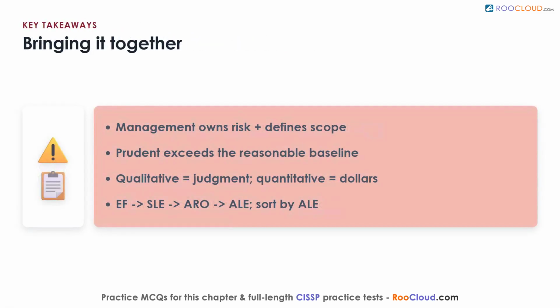So let's bring it together. Upper management owns risk and defines scope, while a team does the analysis. Prudent action exceeds the reasonable baseline when a higher standard applies. Qualitative analysis ranks risk through judgment and techniques like scenarios and the Delphi method, while quantitative analysis puts dollars on it. Exposure factor, single loss expectancy, annualized rate of occurrence, and annualized loss expectancy chain together. And sorting by annual loss expectancy tells you where to begin.